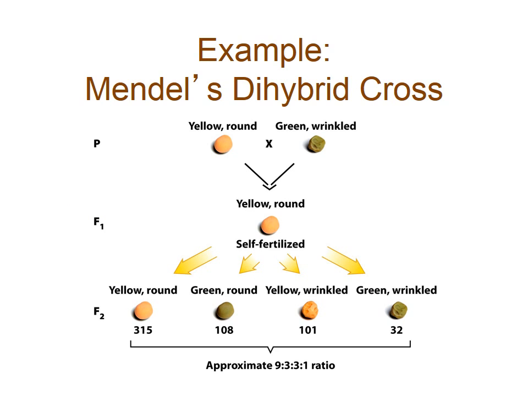Degrees of freedom. Okay. So let's just go through and look at Mendel's dihybrid cross. We've seen this cross a whole bunch of times, but now we're going to go back through and do the chi-square test.